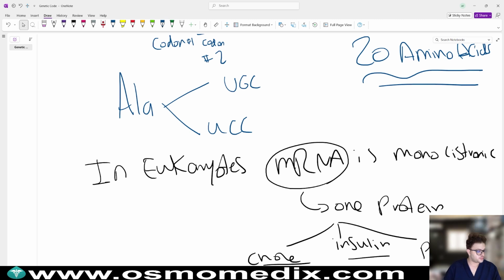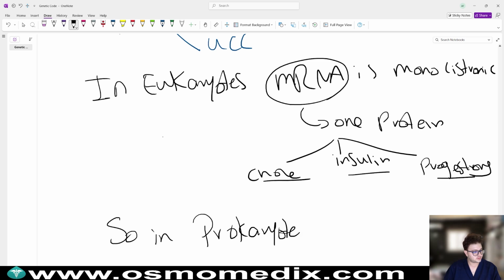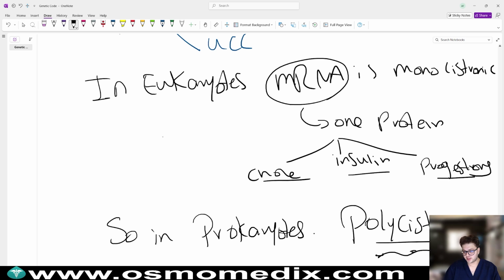Okay, in prokaryotes, in bacteria, the mRNA can be polycistronic. What does this mean? It can be translated at multiple sites at the same time, generating different proteins.